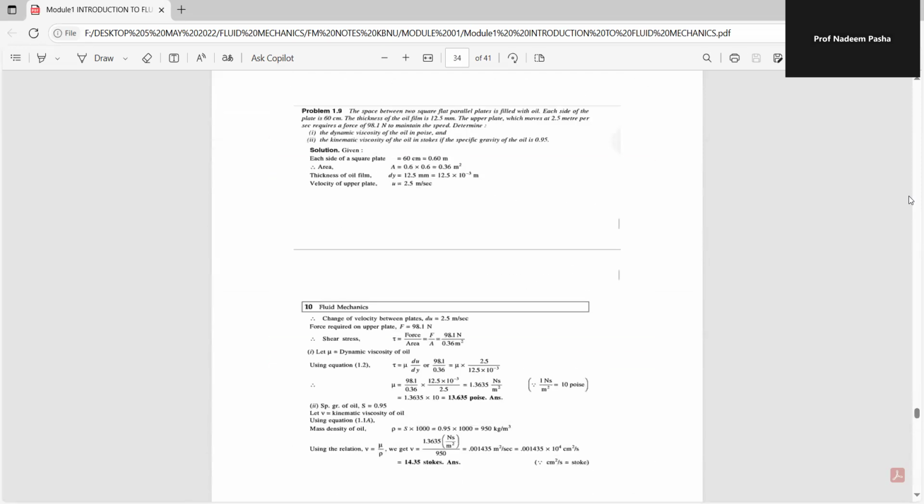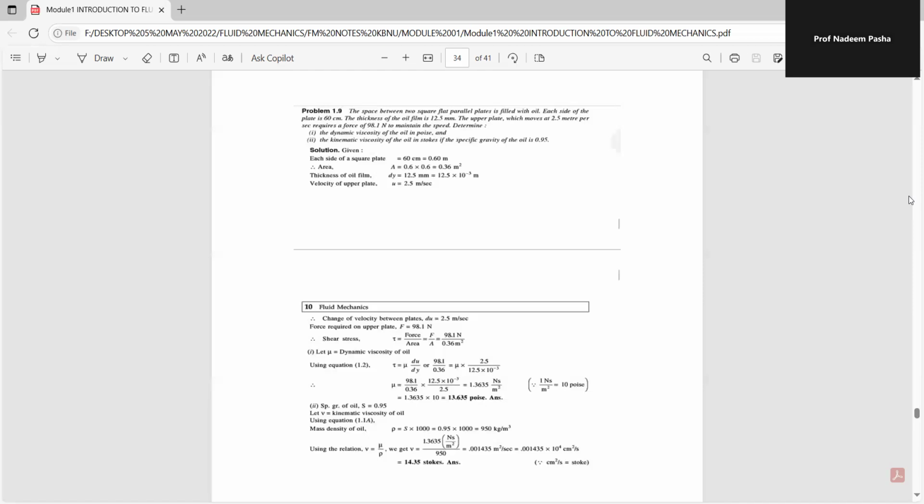The space between two square flat parallel plates is filled with oil. Each side of the plate is 60 centimeter. The thickness of the oil film is 12.5 mm. The upper plate, which moves at 2.5 meter per second, requires a force of 98.1 Newton to maintain the speed. Determine the dynamic viscosity of the oil in poise and kinematic viscosity of the oil in Stokes if the specific gravity of the oil is 0.95.